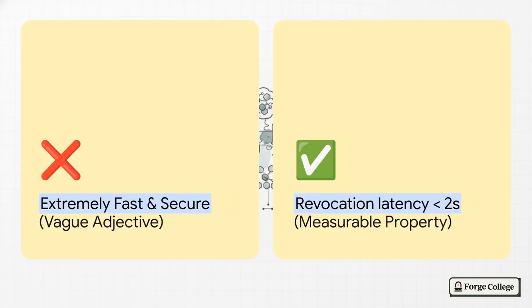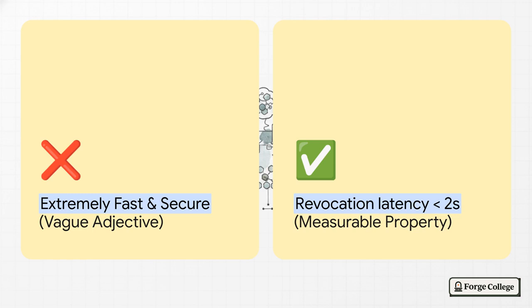Look at it this way. If you try to slap extremely fast and secure on a spec sheet, yeah, just cross that out right now. That is pure marketing fluff. What you want instead are measurable properties. Something like revocation latency under 2 seconds, adding less than 50,000 gas overhead. Boom, that is a real metric.